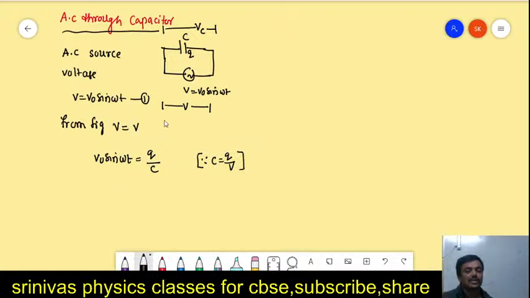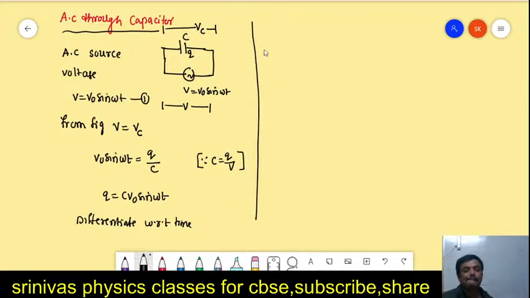This is the V suffix C, right? And here we can write the Q formula, that is C V naught sin omega t. And here we got the instantaneous charge at any instant of time. Now differentiate the above equation on both sides with respect to time. If we differentiate with respect to time, then what will you get? Current we will get. Current is equal to dq by dt, right?